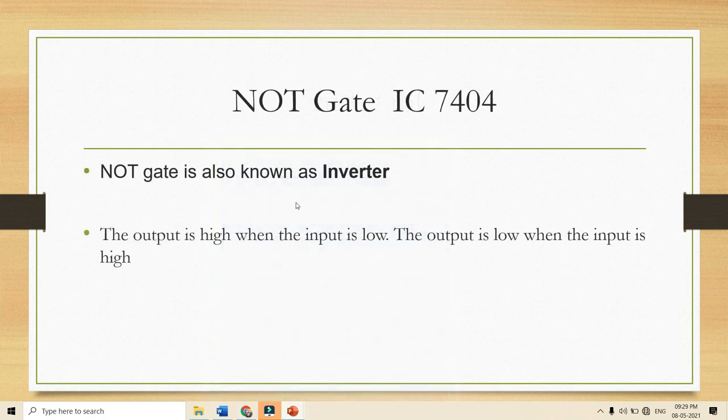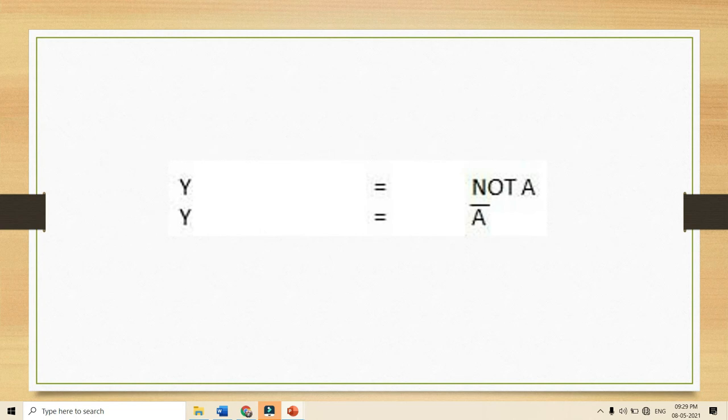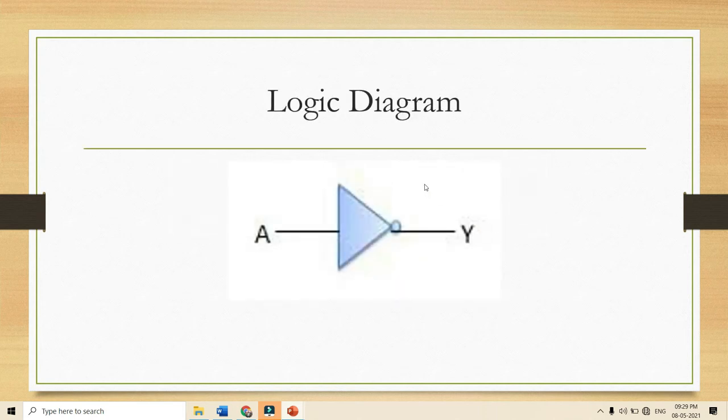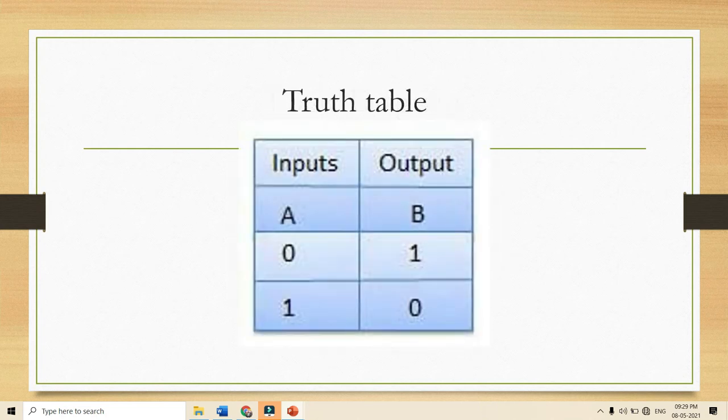Next, the NOT gate. The IC used is 7404. Output is high when the input is low. Output is low when the input is high. The expression for this NOT gate will be looking like this. Y is equal to the complement of A. It shows that the output will always be the opposite of the input. So the logical diagram will be looking like this, and the truth table.